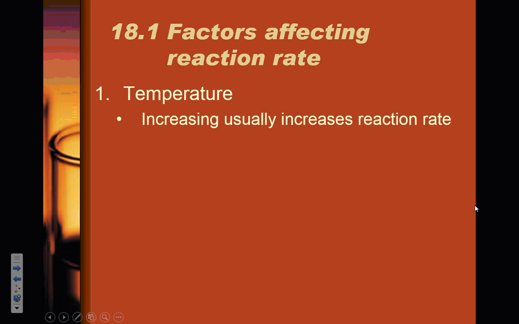Well, think about it. If you increase the temperature, that means the average kinetic energy of the particles is increasing. That means on average the particles are moving faster. Well, if the particles are moving faster around a container, they're going to bump into each other more often. More collisions, higher rate by collision theory.